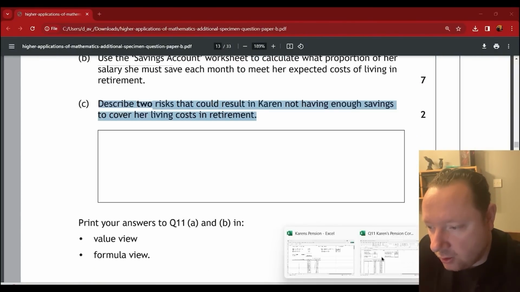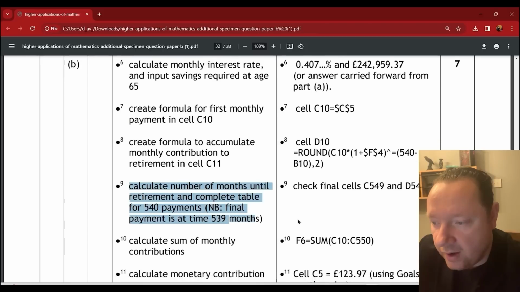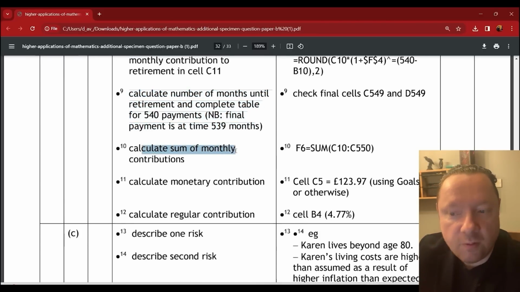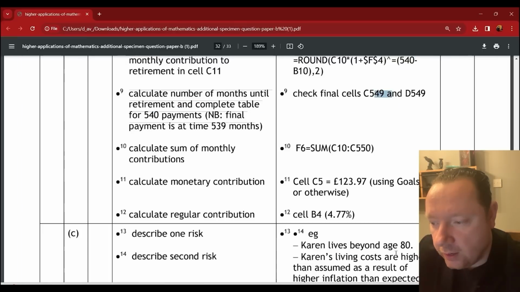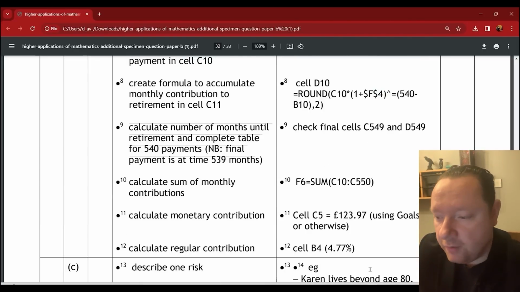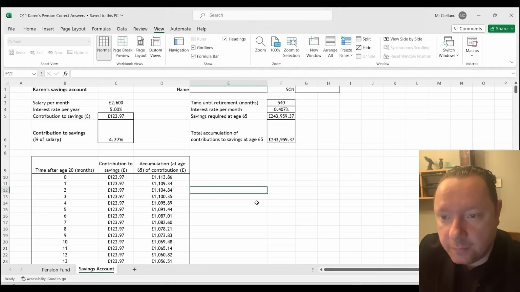Okay, part B. This is where I think the SQA made a big mistake. If we go to part B, we get all this filled in, and then it tells you to calculate the sum of the monthly contributions. It tells you to sum C10 to C550, and it's D as well, not C. You see? If you add up the contributions to savings, that doesn't tell you the accumulation. So we actually have made a complete mistake on this sum in DD. So just watch out for that. And then obviously if you did it the way I did it correctly, you will get 12397 and 4.77%. But if you try and follow the SQA, it won't actually work out correctly.